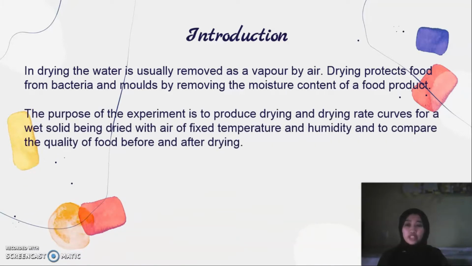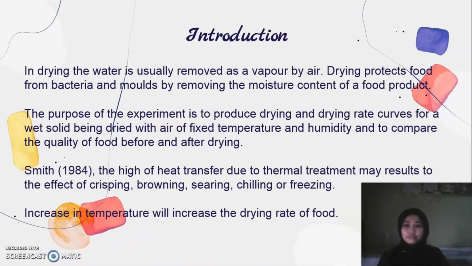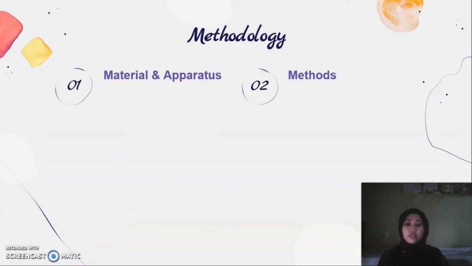The purpose of the experiment is to produce drying and drying rate curves for a wet solid being dried with air of constant temperature and humidity, and to compare the quality of food before and after drying. According to Smith, the heat transfer due to thermal treatment may result in the effects of twisting, browning, searing, chilling, or freezing. An increase in temperature will increase the drying rate of food.